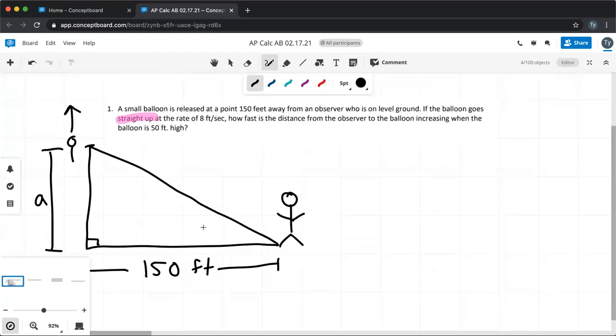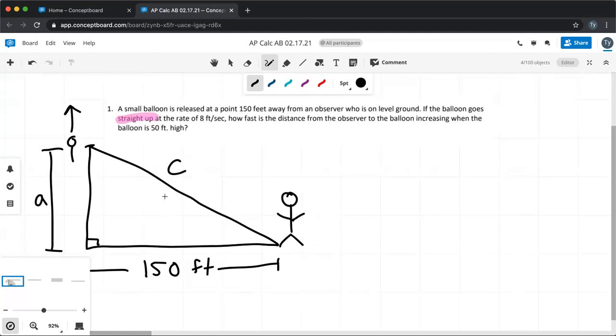What are we trying to find though? We're trying to find how fast the distance from the observer to the balloon is increasing. So at any point other than the initial point when the balloon's on the ground, that is going to be related to the rate of change of this side, not this side. Remember, this one's not changing, and this side doesn't have anything to do with the observer. So we know we want this rate of change. Let's call this C, as we usually do for the hypotenuse of a triangle.